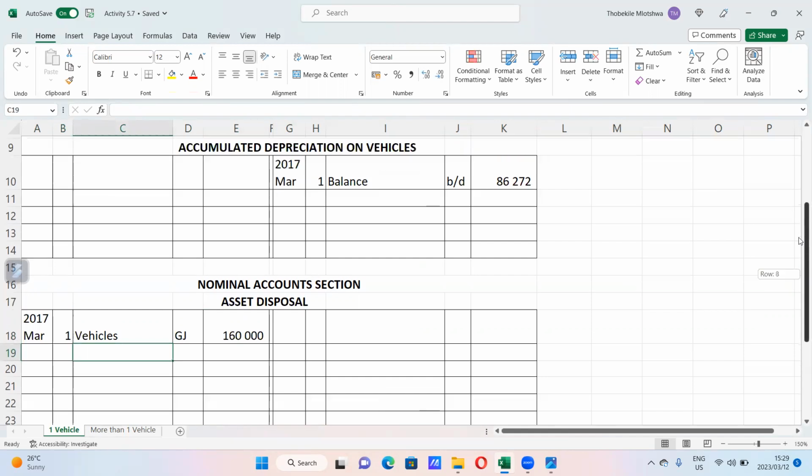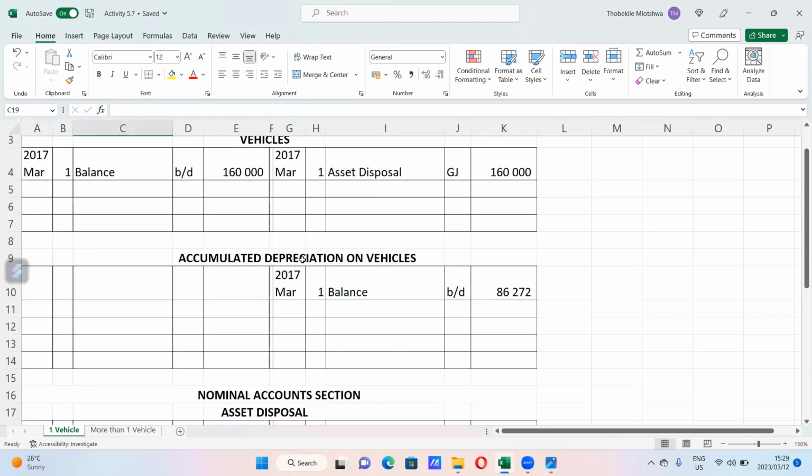They've been updated, but now we need to update accumulated depreciation on vehicles. This is also going to be gone because it is associated with this vehicle that we just sold. So we are going to debit it so that we can cancel it out. We debit this amount, and we take it again to asset disposal, GJ, 86,272.